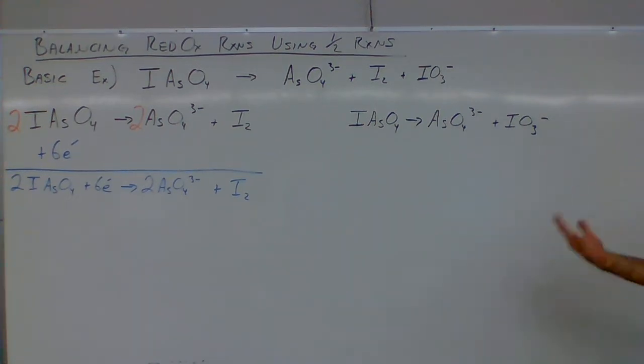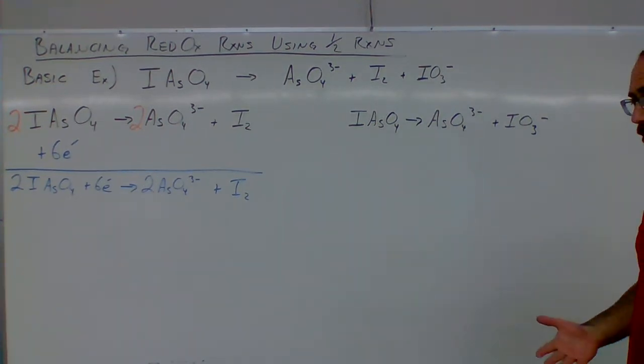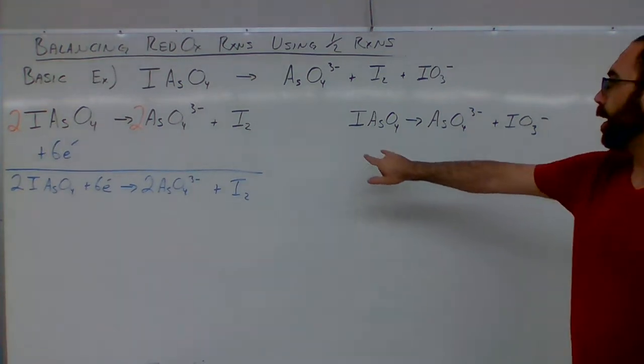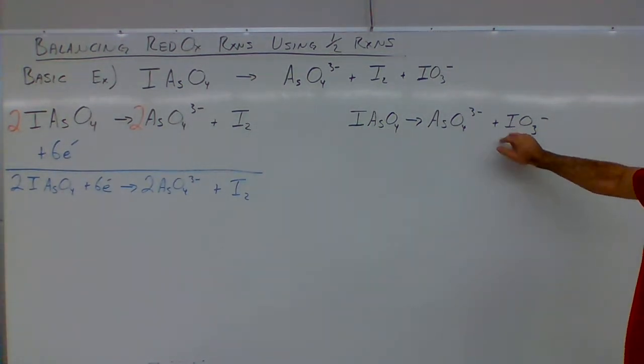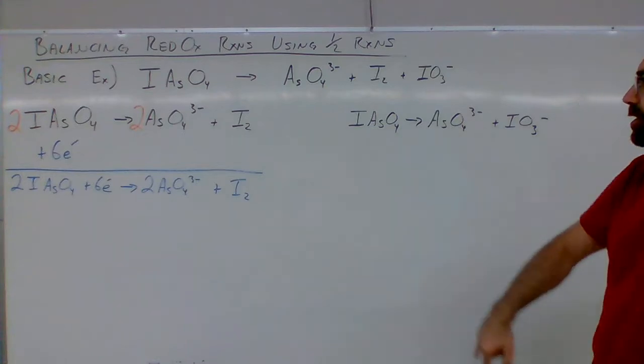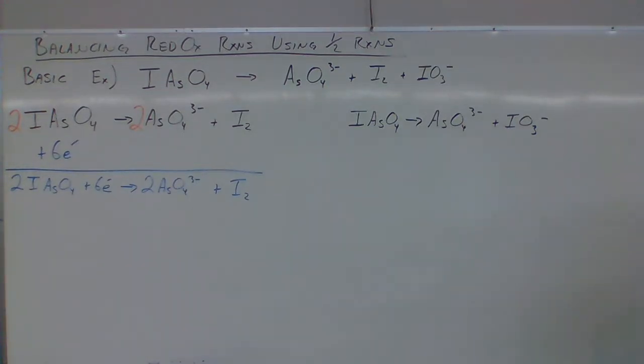Okay. Again, we're going to start off with our other atoms besides oxygen and hydrogen. I have one iodine as a reactant, I have one iodine as a product, I have one arsenic as a reactant, one arsenic as a product. So that part is already balanced. What we need to take a look at though is now looking at balancing out those oxygens by adding water.